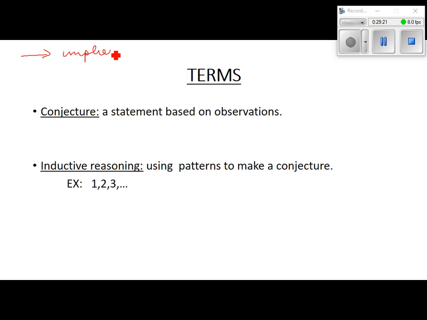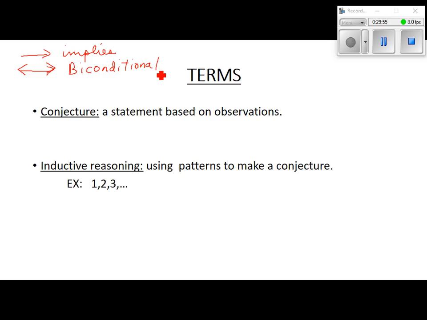Again, that arrow means implies. If you see a double arrow where it's going both ways, that means the statement should work both ways. And we talked last time about biconditional. Biconditional means it works both ways. So P implies Q and Q implies P. So it works either way.